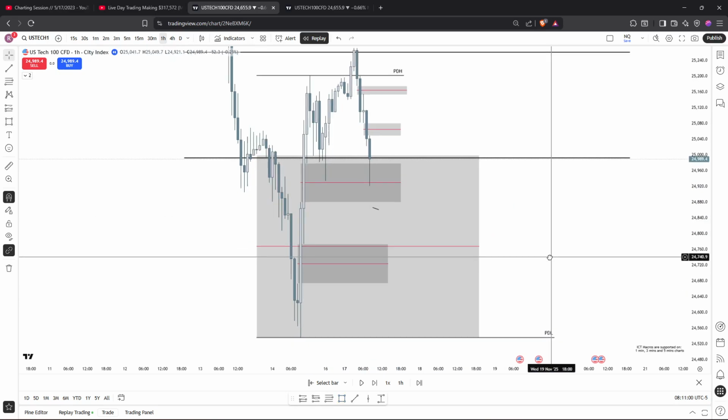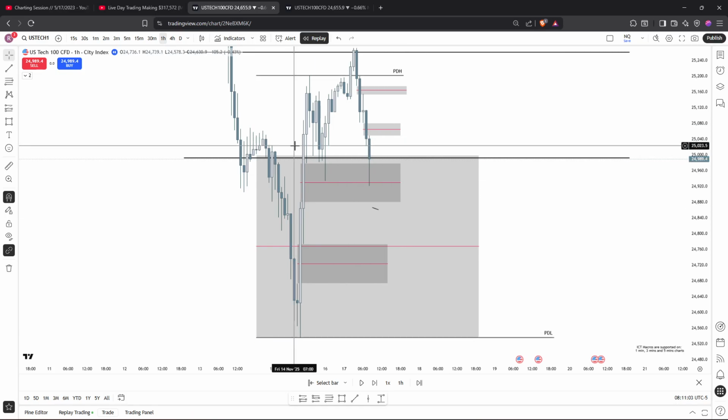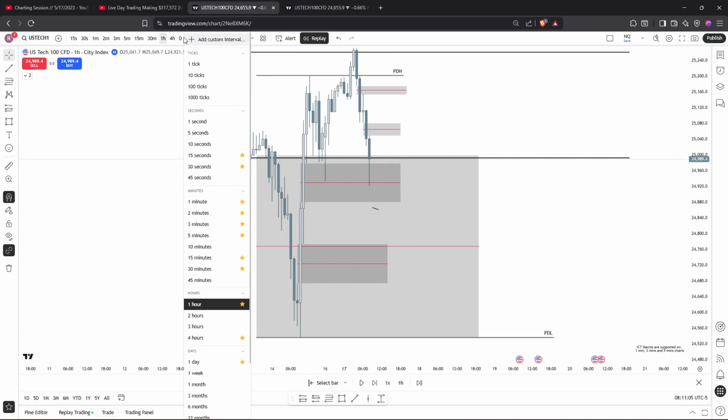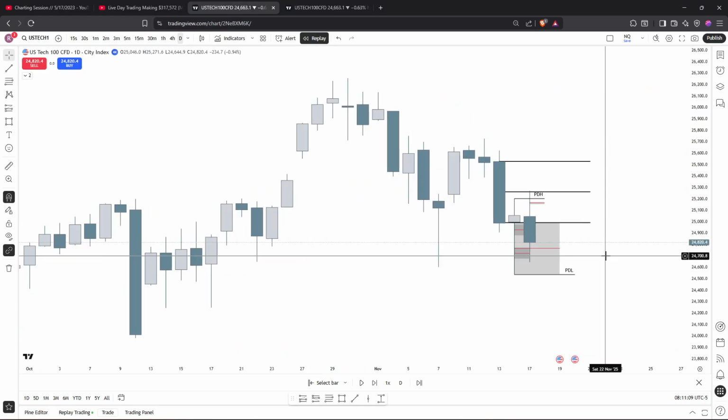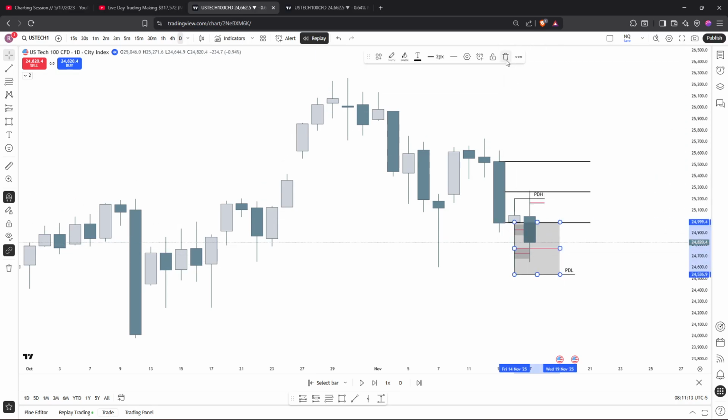And let me remove this, because this was the consequent encroachment of the overall week. This is the daily time frame. This was the consequent encroachment of the previous day, week. This day is the consequent encroachment. So let me just delete that so it will be clear to watch.